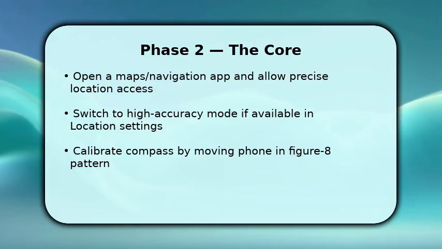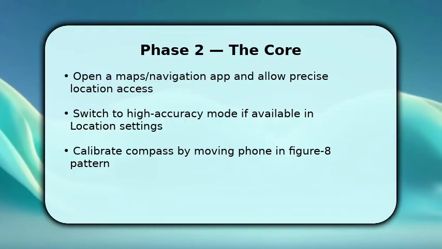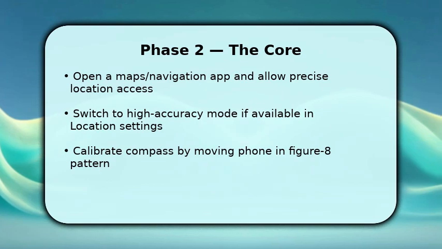Calibrate the compass by moving your phone in a figure 8 to correct heading errors. This helps turn-by-turn directions. Make sure you're outdoors or near a window for a clear sky view, because obstructions delay satellite lock and reduce precision.